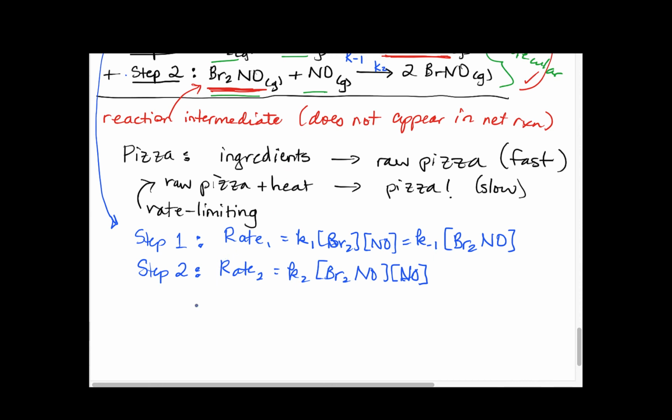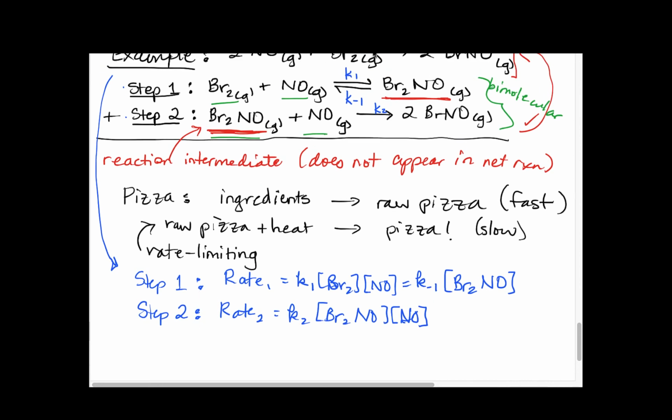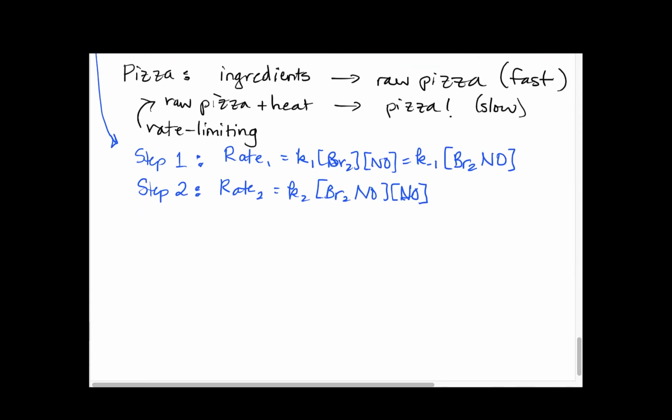We don't have the information in this setup yet to know whether step 1 is fast and step 2 is slow, or whether it's the other way around. So we don't have the information that we need to know which one is our rate limiting step, although we can hazard a guess that it's probably step 2, but we'll deal with it in a little bit. Let's look at another example instead.